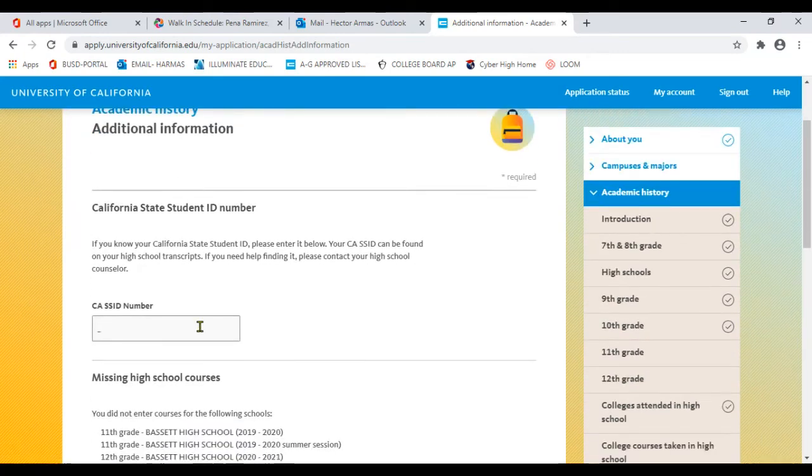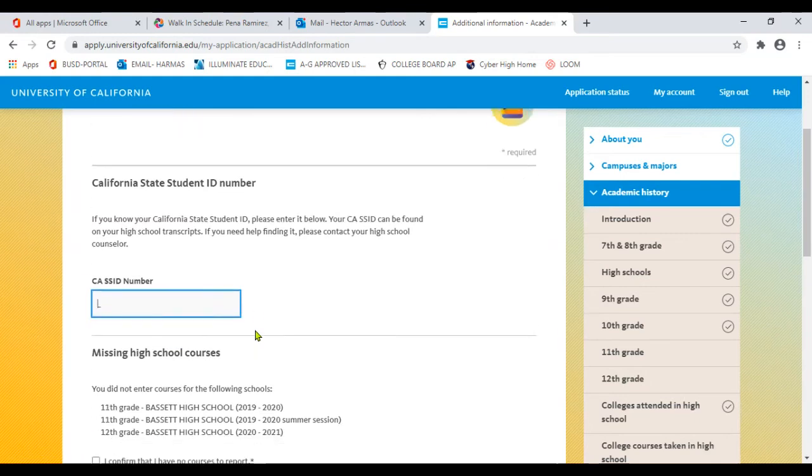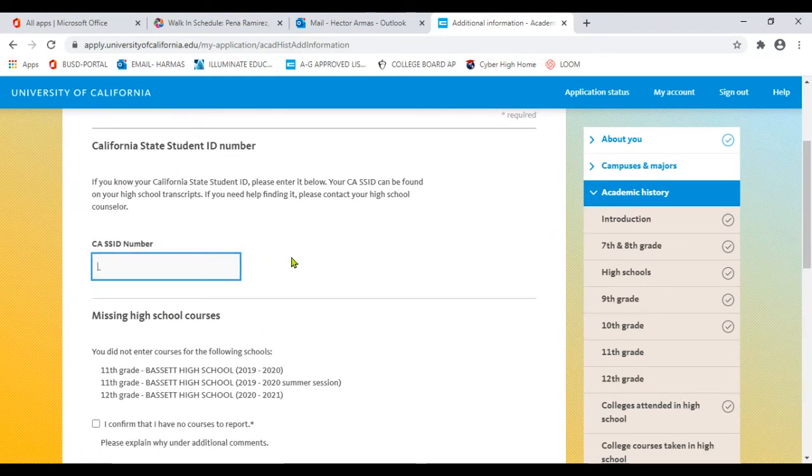Okay, my CSS ID number. Very, very important that you remember this. The CSS ID number is basically the number that is reported to the California State Department of Education, and you'll be able to get that number from your transcript. It's on your transcript. It's a 7-digit number, so you'll include your ID number there. So if you know it, please enter it below. In this case, I'm going to leave it blank.